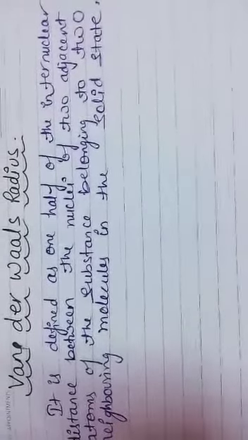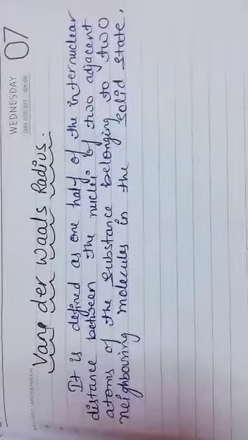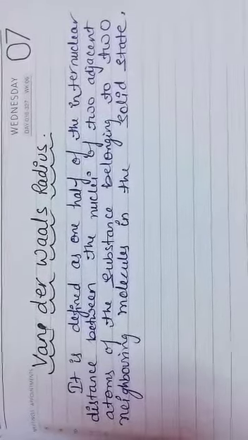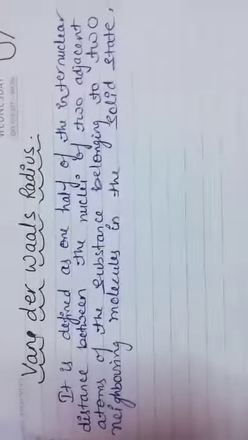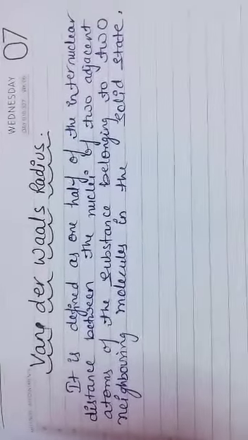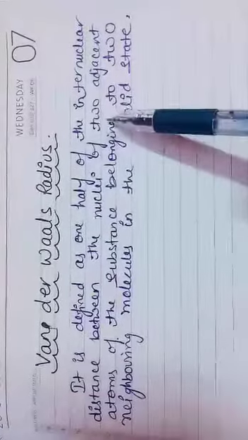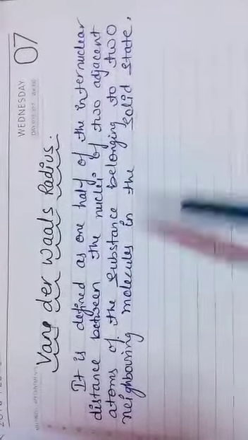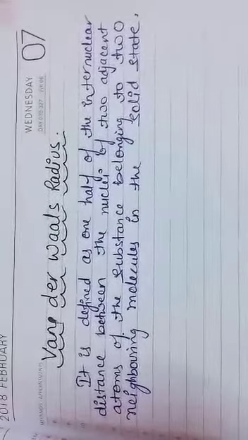Okay, next we have van der Waals radius. Generally van der Waals forces are weak forces, which we'll study in detail later on. Van der Waals forces are weak forces that exist between molecules, and the force of attraction may be strong or weak. So how to define van der Waals radius? It is defined as 1/2 of the internuclear distance between the nuclei of two adjacent atoms of the substance belonging to two neighboring molecules in solid state. The definition is a bit strange, so I'll explain with a diagram.